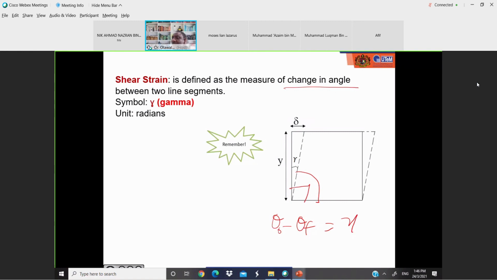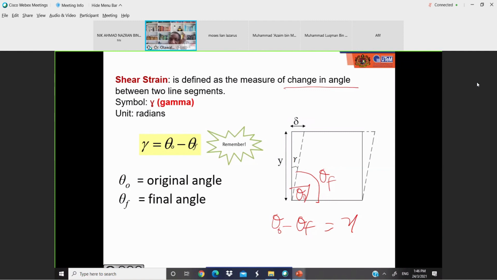So all you need to do is calculate your original angle, calculate your final angle. Your original angle minus final angle is equal to shear strain. Finish. So your shear strain is original angle minus your final angle. This is the final, this is the original. And in most cases, if you have something like this, your original angle will be 90 degrees, which is pi all over 2.